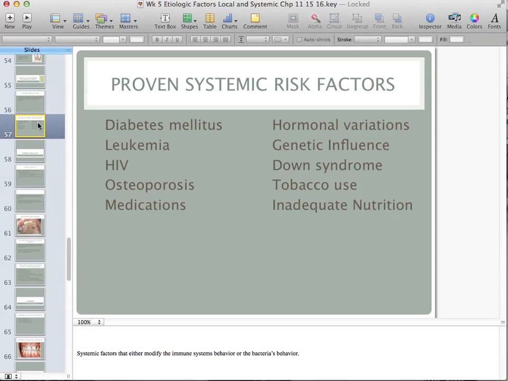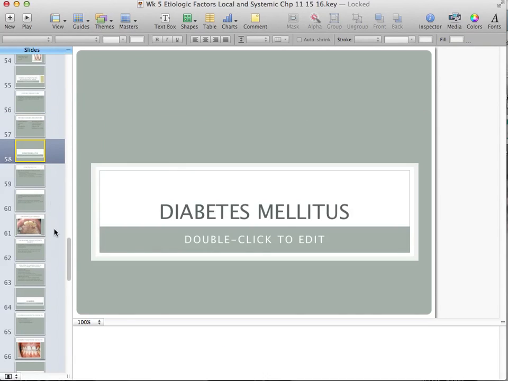So these are the types of risk factors that are systemic that can cause issues with periodontal disease. And remember, systemic factors can modify the immune system or the bacteria. So that's how systemic factors play a role with periodontal disease. So diabetes, leukemia, HIV, osteoporosis, medications, hormonal variations, genetic influence, Down syndrome, tobacco, and inadequate nutrition. All of these things are risk factors involved systemically.